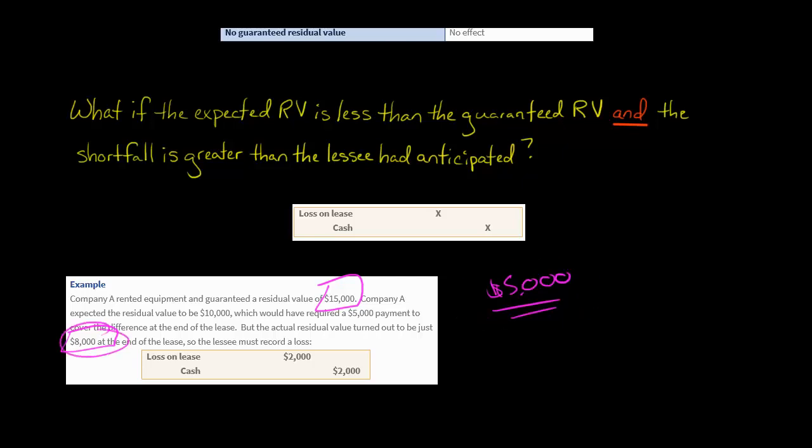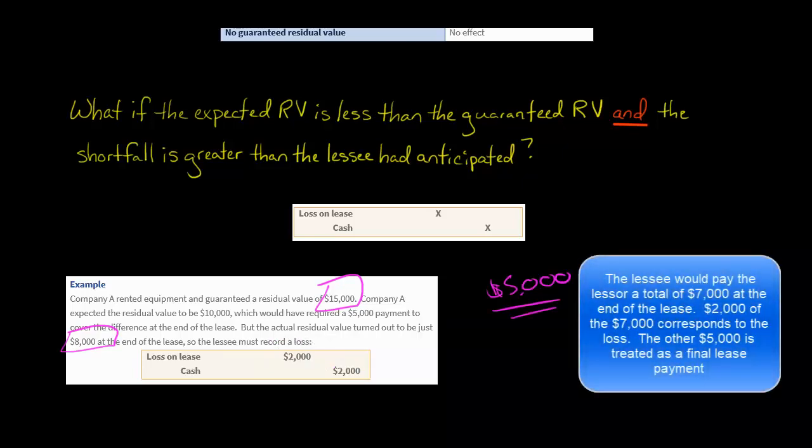The 8,000 versus the 10, we thought it would be 10, but it was 8. That 2,000, we didn't factor that into the computation of lease liability when we did that at the commencement of the lease. Okay, so we didn't account for that. This was a surprise. And so this comes at the end of the lease, and we say, oh, okay, 2,000. All right, we're going to have to give them an extra $2,000. We didn't factor this in earlier, so we book a loss, and then we pay out cash to the lessor.